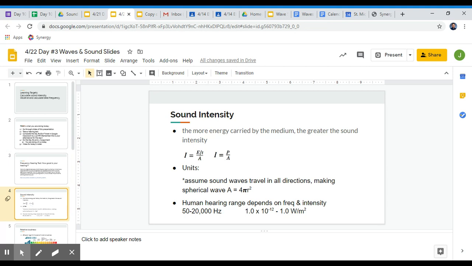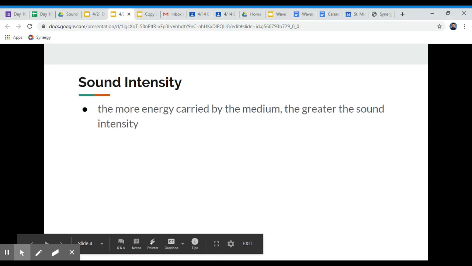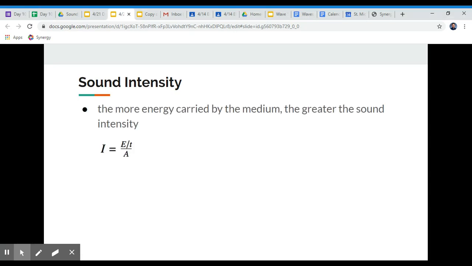So we're going to start off with sound intensity here, being able to calculate sound intensity. So sound intensity is basically how much energy is being carried through the medium. Intensity we represent with I, and it is power divided by area.